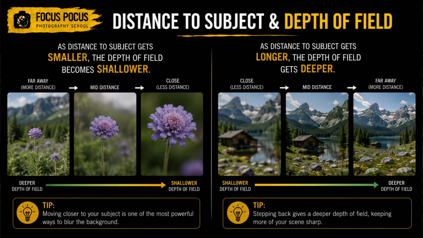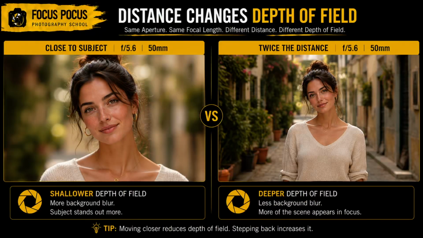The second factor is the distance from the subject. As you move closer to your subject, the depth of field becomes dramatically shallower. Step further away and the depth of field becomes deeper. If you've ever noticed that a close-up portrait has a much blurrier background than a full-length portrait taken with the same lens and the same aperture, this is largely why. In fact, getting closer often has a much bigger effect on the depth of field than changing your aperture by a stop or two.